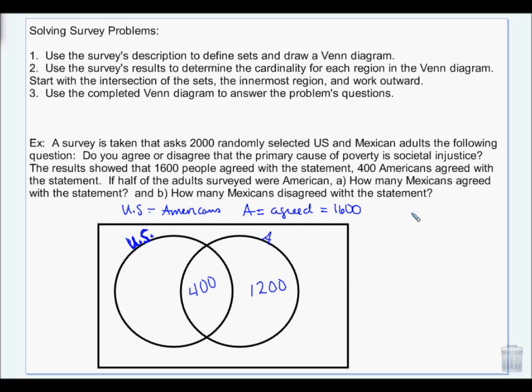Wait, I lied. It's not 1,200. I have to fix that. Sorry. Instead of being 1,200, it's 1,060 minus 400. So that's 660 that goes over here. And that's why I was like, no, that's not 1,200. That's too many. But, okay.